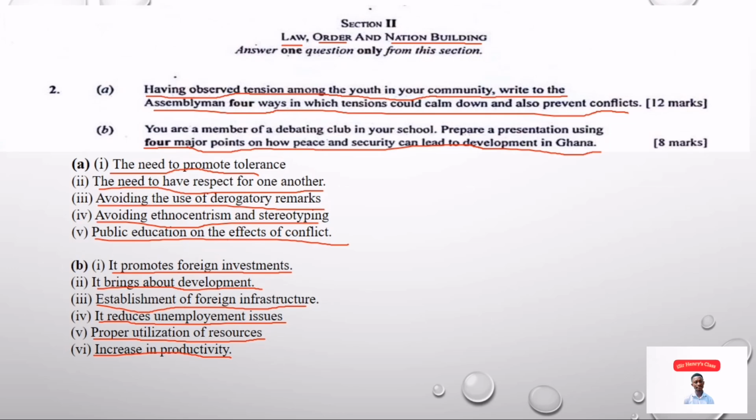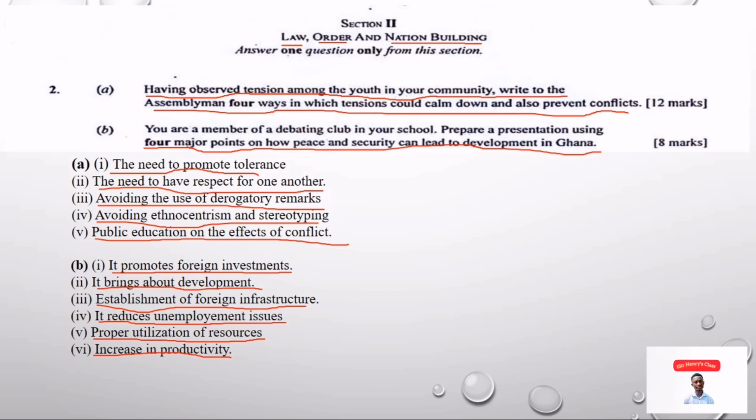So section II is law, order, and nation building. 2A, having observed tension among the youths in your community, write to the assemblyman 4 ways in which tensions will calm down and also prevent conflict. So basically, some ways to prevent conflict.